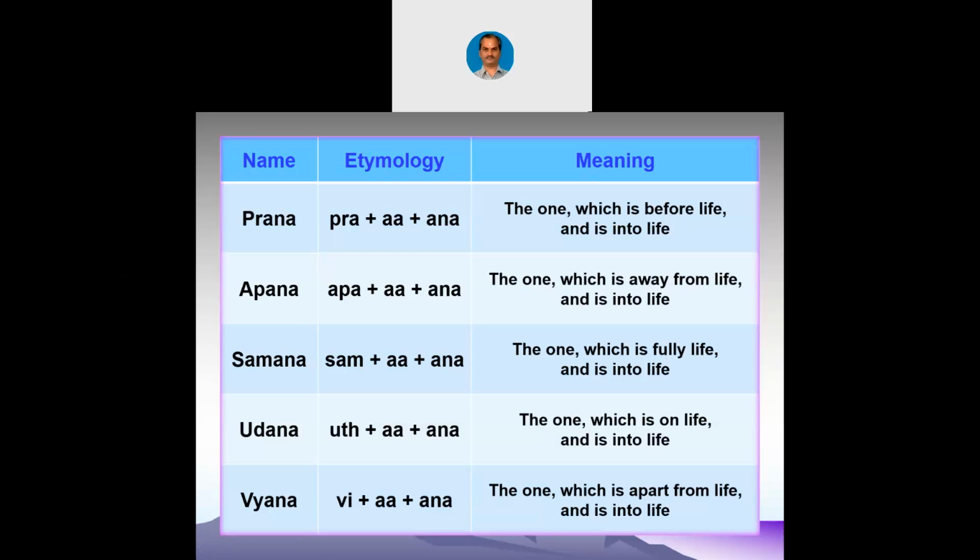Now prana is present at the chest area. Apana is present below the navel region. Samana is present at the navel region. Udana is present at the head region. And Vyana is present at the hands and the legs. That is how they have divided the whole life energy in the human body into basically five parts: the one near the chest, the belly, the stomach, the head, and the legs and the hands.